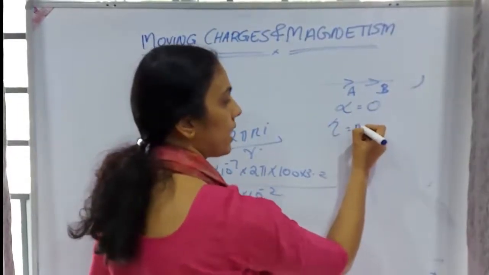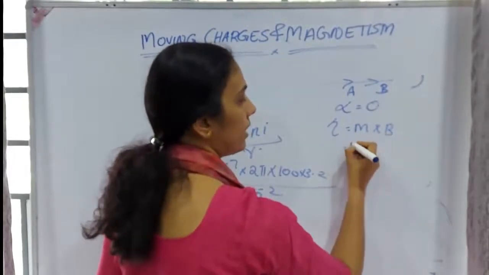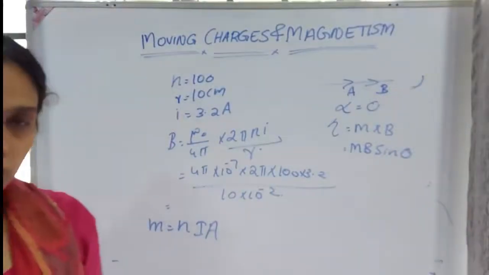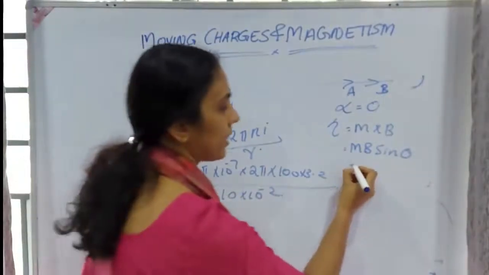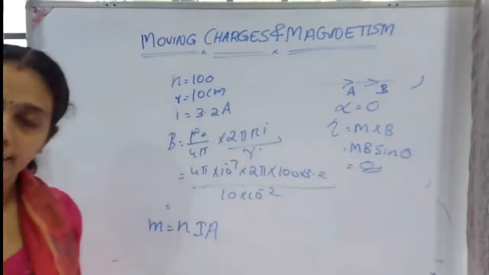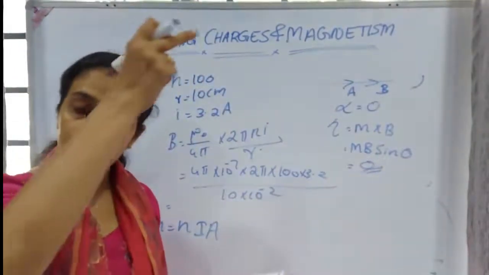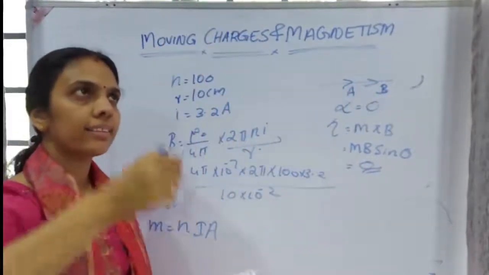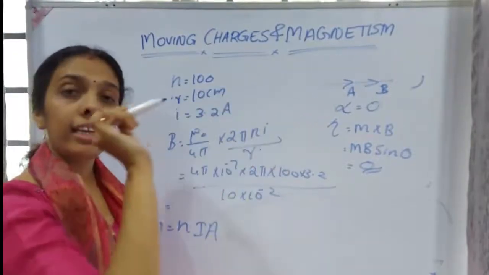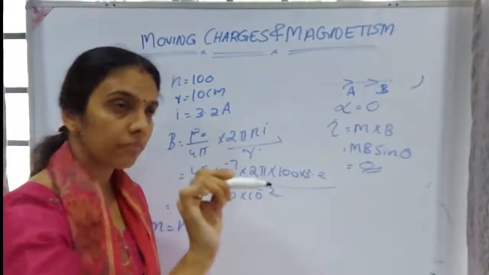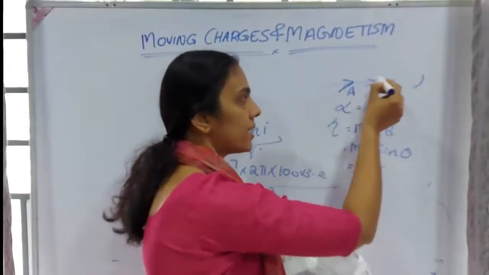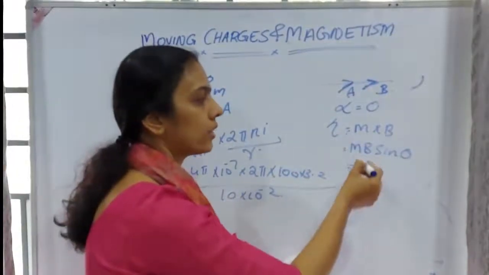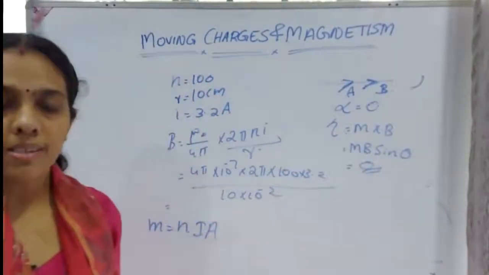We know torque τ equals M cross B, MB sin 0. So what will be the value of torque over there? Torque is equal to 0. There you should understand that here the coil is in the vertical plane. So the axis is acting like this. Coil is like this, axis will be perpendicular. In the same horizontal direction the magnetic field is also acting. So area is acting along the same direction as the magnetic field. Therefore alpha equals 0, torque equals 0.